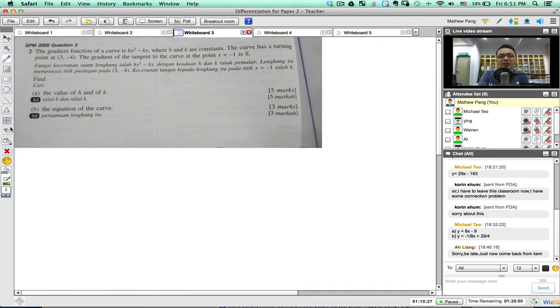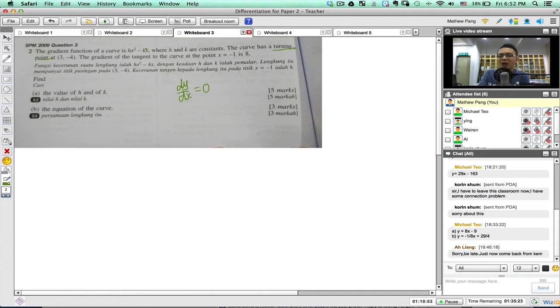See, turning point again. So when you see turning points, the first thing that should come into your mind is dy/dx is equal to 0, at this coordinate. And then the gradient of the tangent to the curve at the point x equal to negative 1 is equal to 8. So basically, you want to find the values of h and k.